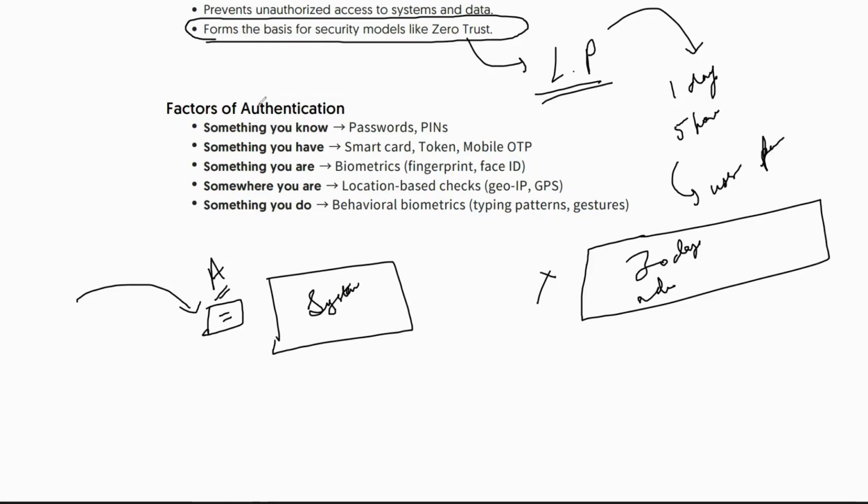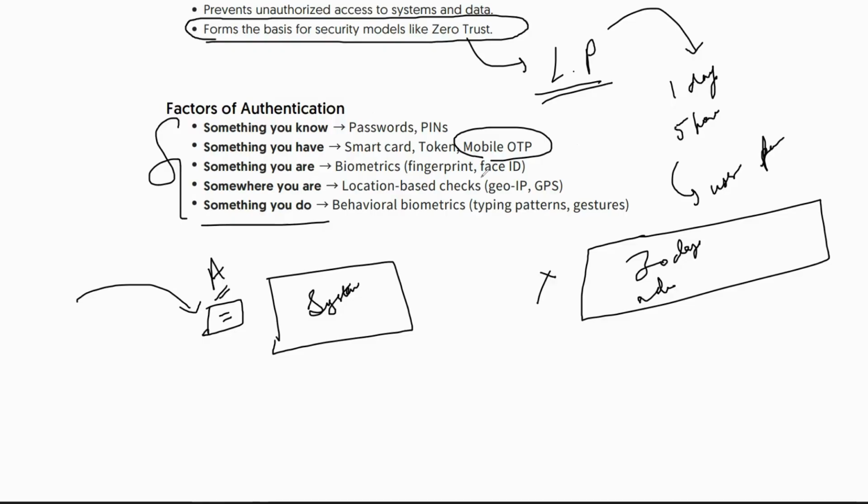So the factors of authentication include something you know, something you have, something you are, somewhere you are, and something you do. These are the main factors. Definitely a lot of things can be combined together. Something you know: you know your PIN and your password. Something you have: a phone where you get a mobile OTP, or a token, or a smart card. Something you are: your own biometrics that define who you are.